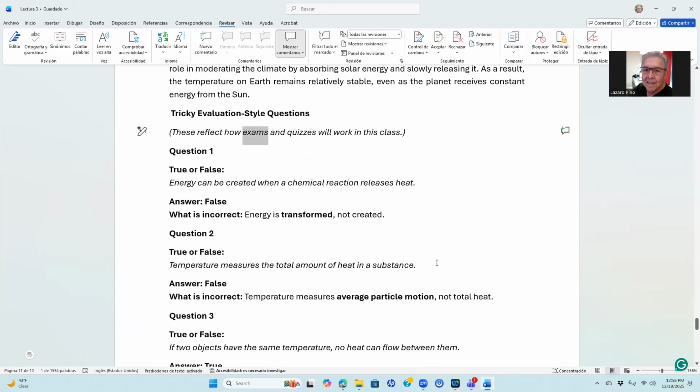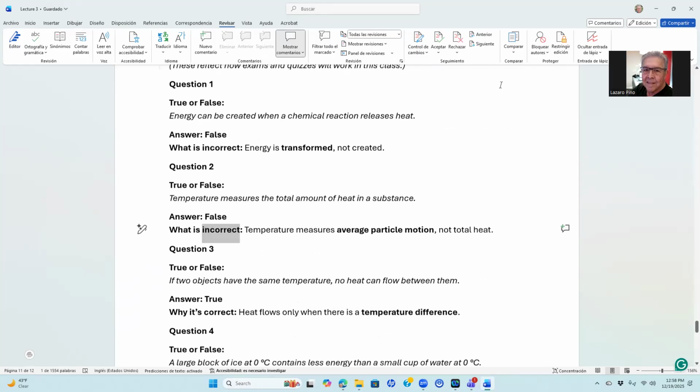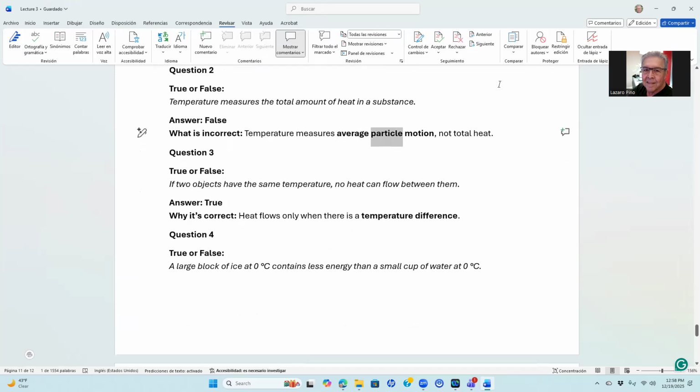Tricky evaluation style questions. These reflect how exams and quizzes will work in this class. Question 1. True or false, energy can be created when a chemical reaction releases heat. Answer, false. What is incorrect? Energy is transformed, not created. Question 2. True or false, temperature measures the total amount of heat in a substance. Answer, false. What is incorrect? Temperature measures average particle motion, not total heat.